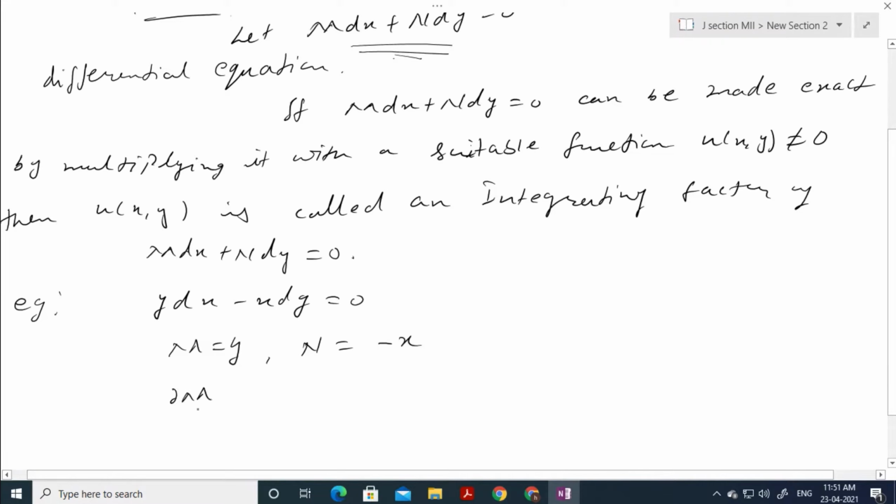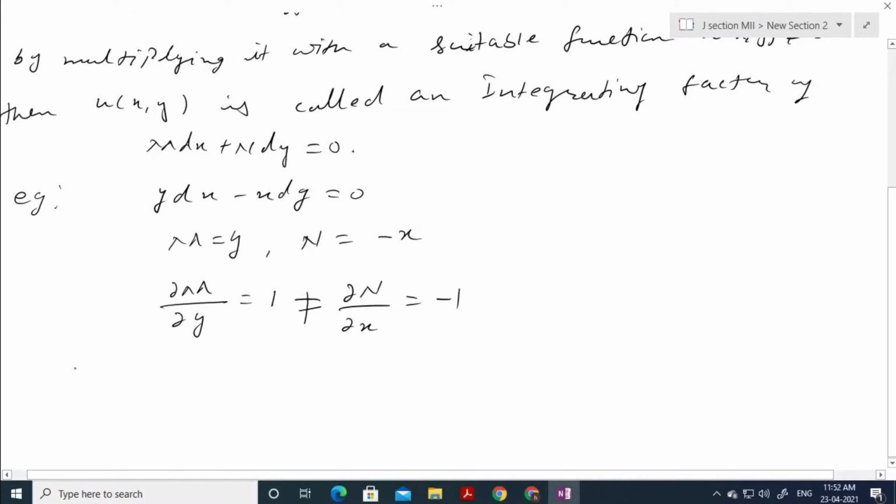So condition for exactness, dou M by dou y is how much? 1. And what about dou N by dou x? Minus 1. So as you can see, this is not equal. Therefore, y dx minus x dy is not an exact differential equation.